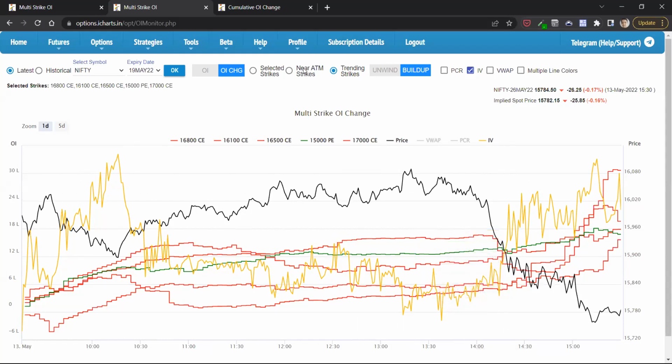Saurabh has raised a hand. Saurabh, any question? Yeah. I have one question, this buildup is regarding the OI buildup only, right?